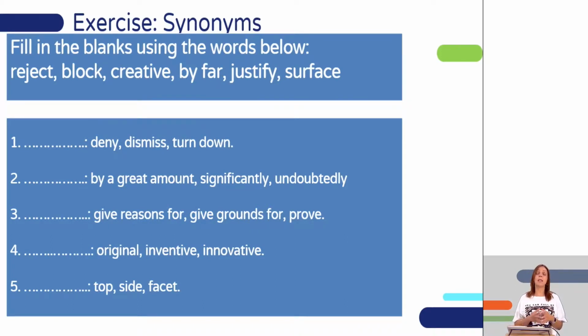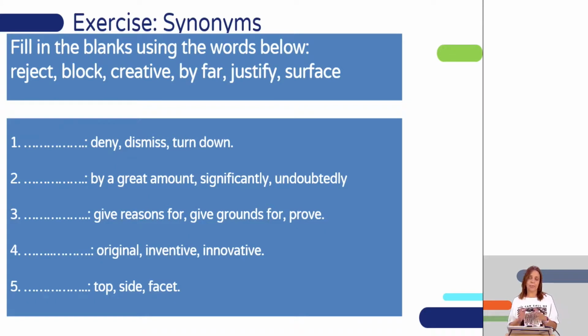What do you mean by synonyms? They are words that have the same or close meaning. Okay? So here we have the words that we learned: reject, block, creative, by far, justify, and surface. And here we have 5 groups. They all have a similar meaning, and you need to choose one of the learned words in order to complete the group.